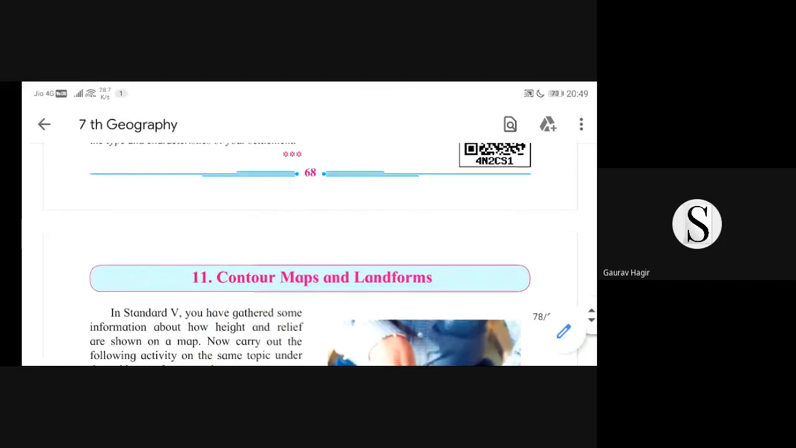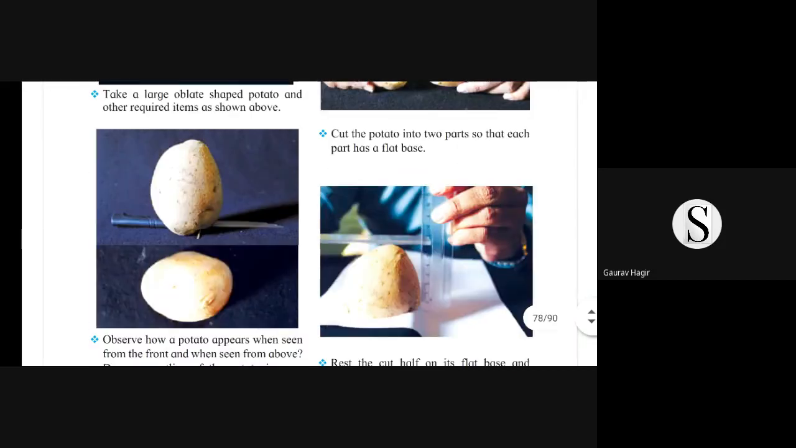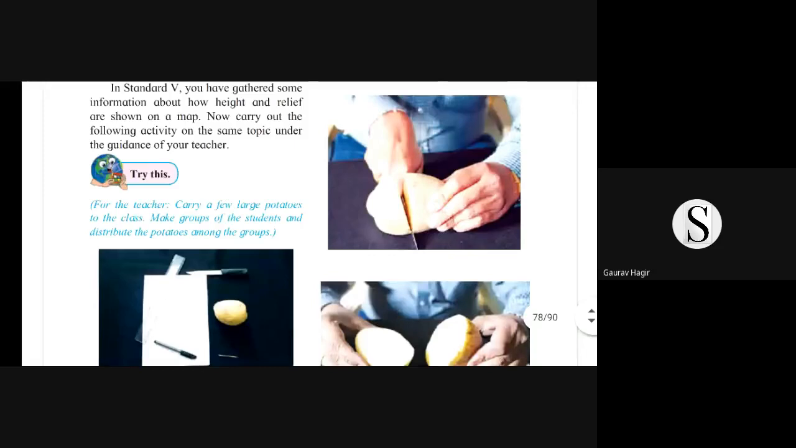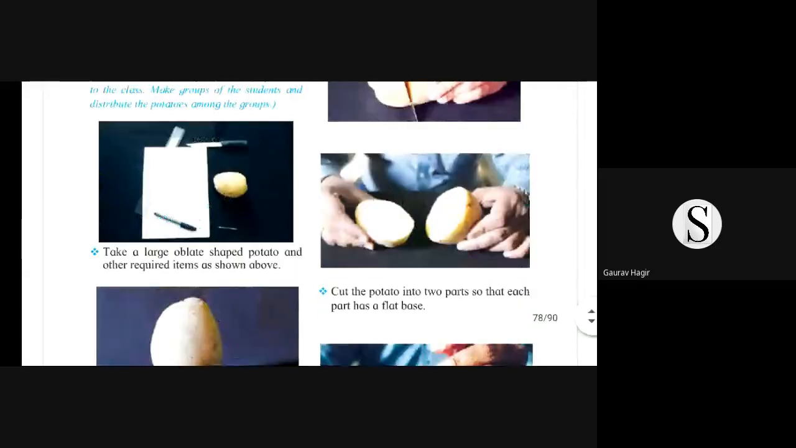So how much time is remaining? 10 minutes are remaining. Okay, so I hope you can, this is next lesson, right? So we have discussed something about it, and I hope you have understood this experiment, right? Yes, it's not very difficult.